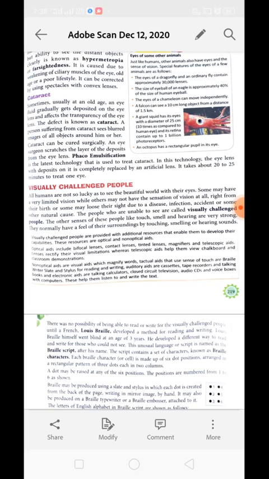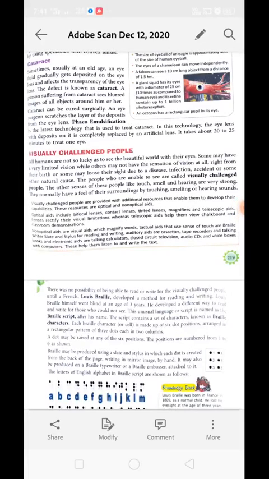Visually challenged people are provided with additional resources that enable them to develop their capacity. These resources are optical or non-optical aids. Optical means something which is related to the lens. Okay, optical aids include bifocal lenses, contact lenses, tinted lenses, magnifiers, telescopic aids, etc. Lenses rectify their vision limitation, whereas telescopic aids help them view the chalkboard and classroom demonstrations.